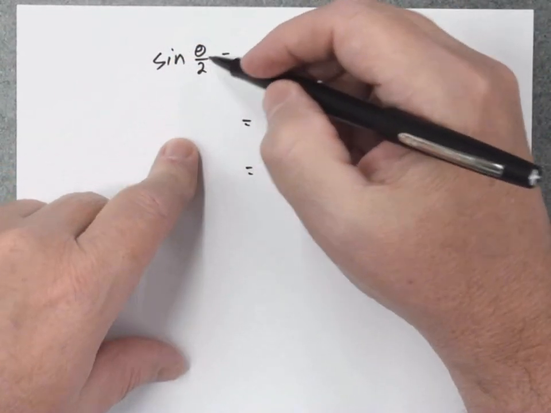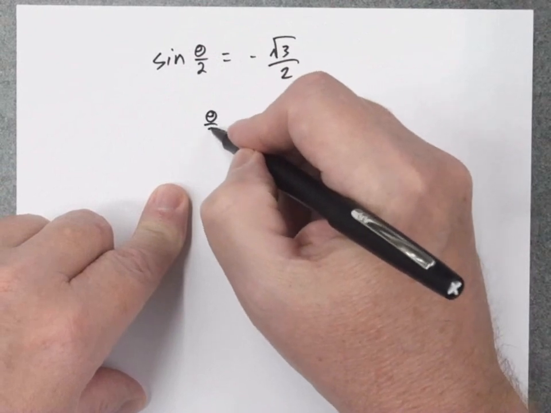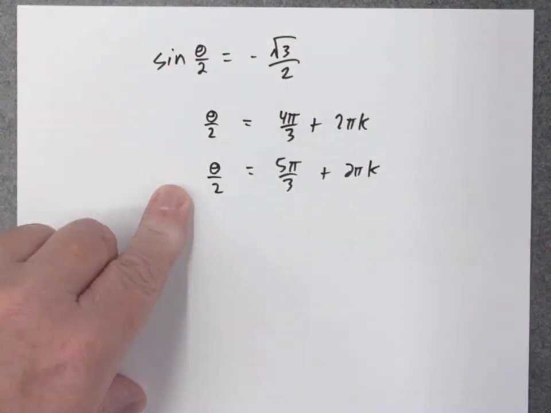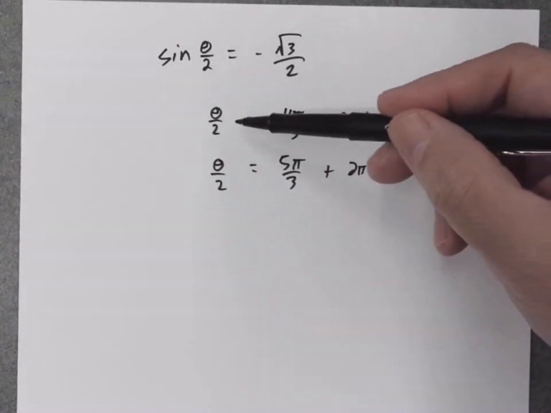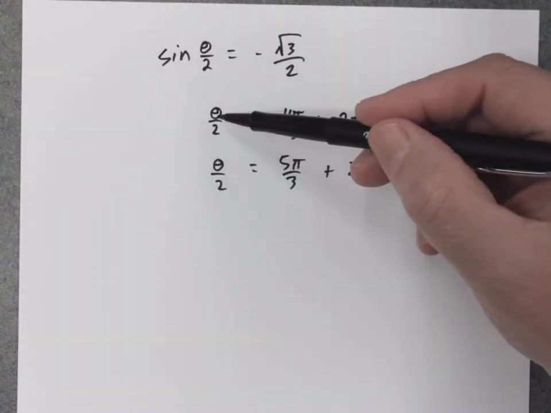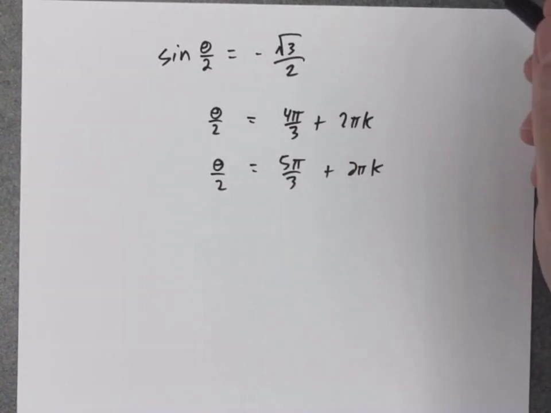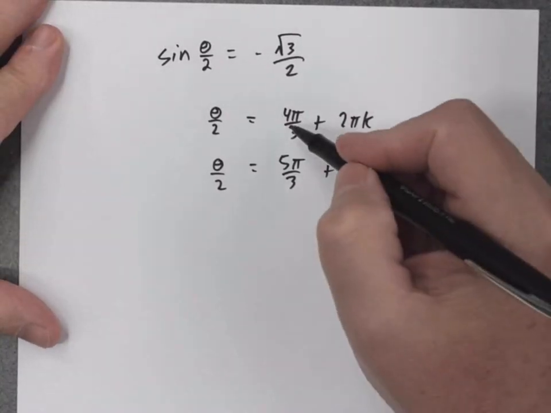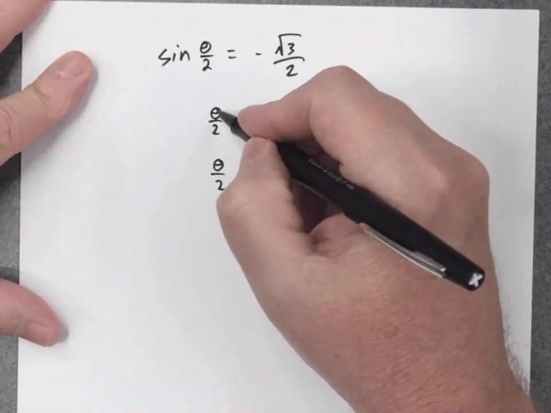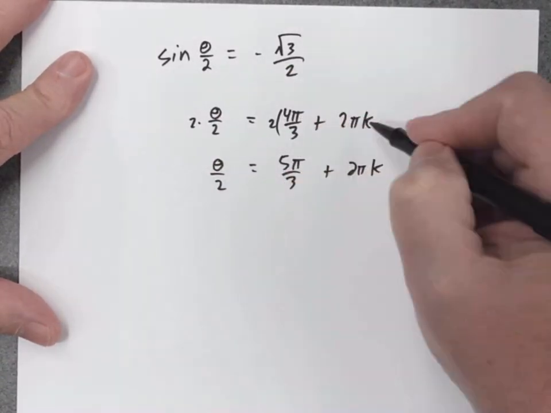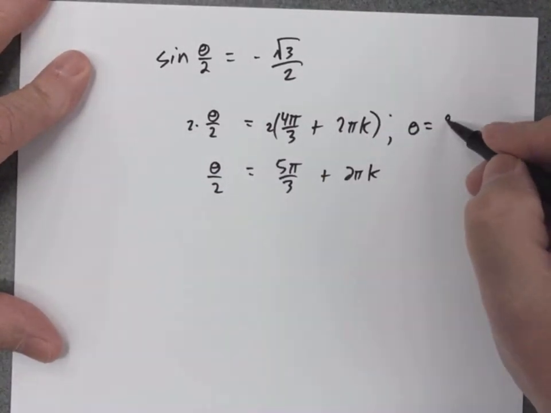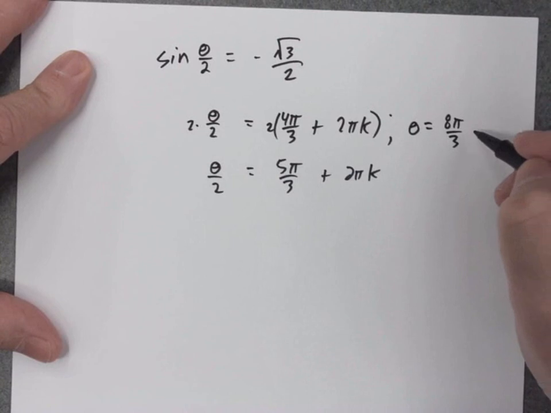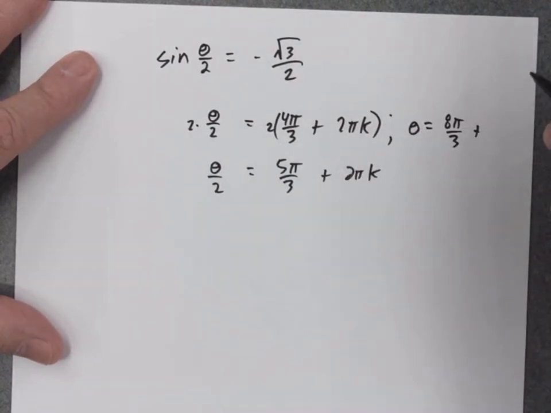And now I bring down whatever is inside the trig function. So now I have these 2 equations. If I get theta by itself, then I will have the general solutions. Now for this one, since I have theta over 2, if I multiply both sides by 2, then I should have 8 pi over 3 plus 4 pi k.